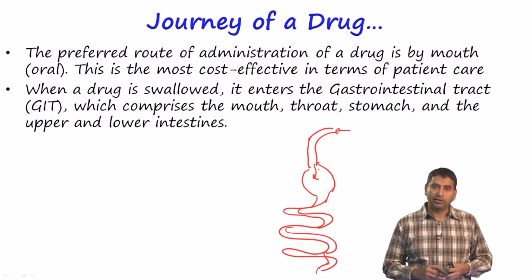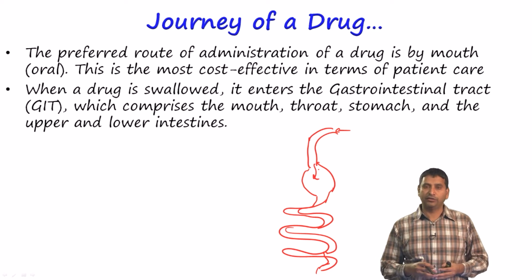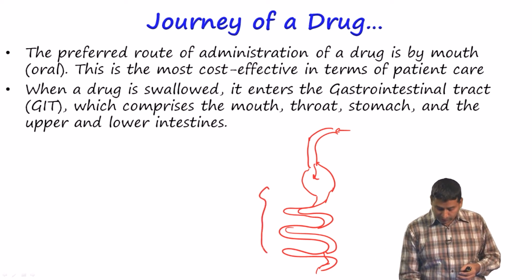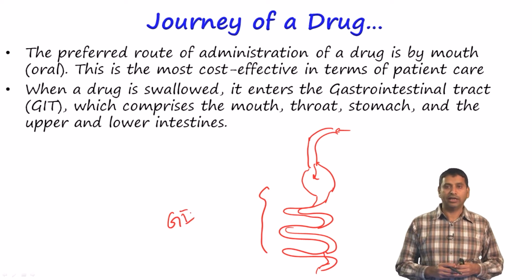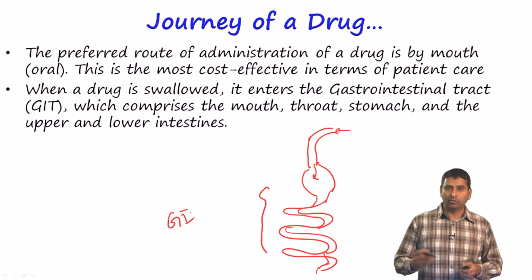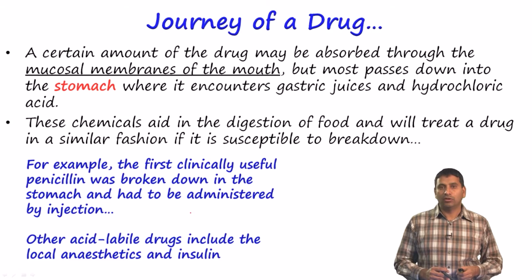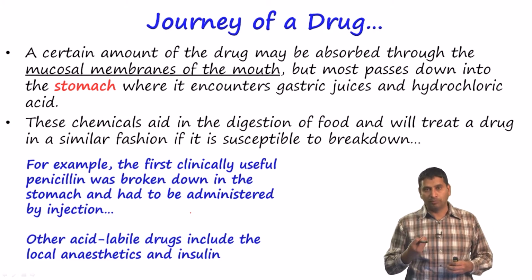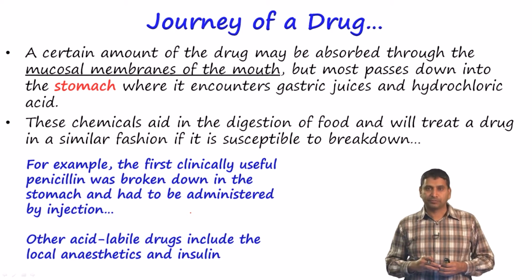In the stomach, it's the first place where it enters is the stomach. This tract is called the GI tract or the gastrointestinal tract. It comprises the mouth, throat, stomach, and the upper and lower intestines. A certain amount of the drug may actually be absorbed in the mucosal membranes of the mouth, but most of it passes down into the stomach.